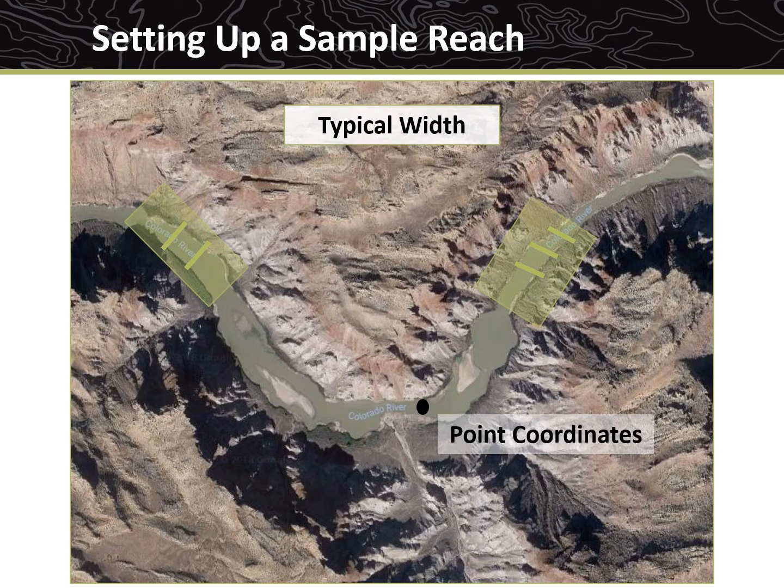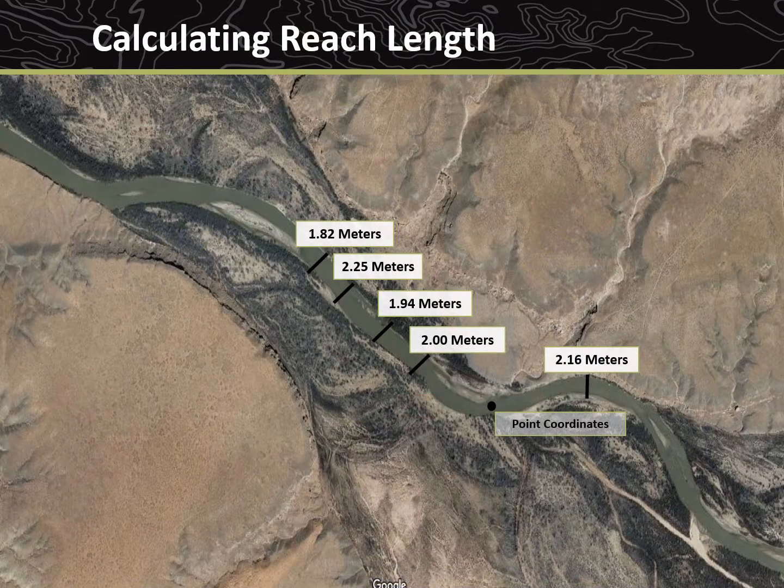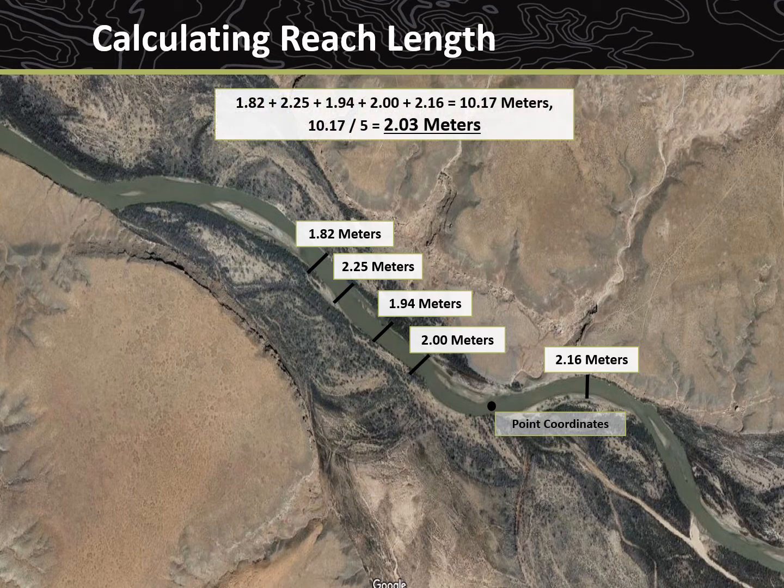These locations should be areas that have a typical width and are not places where the stream is uncharacteristically wide or narrow. It is also best practice to take these measurements on straight sections of the stream and not on meander bends. Once the 5 typical bankfull width locations are identified and measured, they are averaged to determine the reach length. For example, the average bankfull at this reach is 2.03 meters.